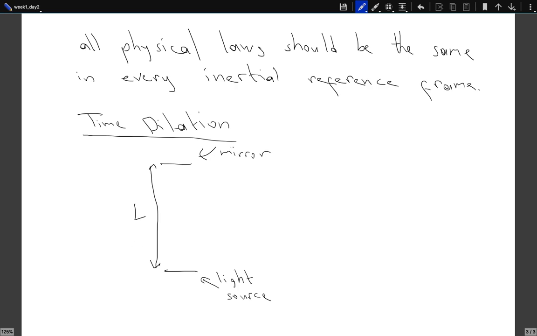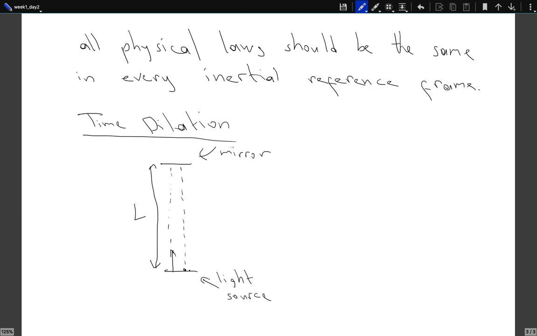And then we send some light ray. It goes up, and then the mirror reflects it back, and then it comes back. So you can measure how long it takes to go up and down. Or you can adjust this length L in such a way that the time it takes for the light ray to go up and down is 1 second. You can define a second in such a way. You say that 1 second will be the time it takes for the light ray to go up and down. That's also a valid description.